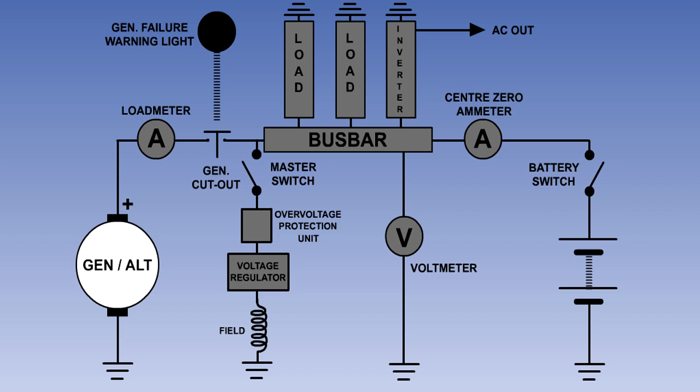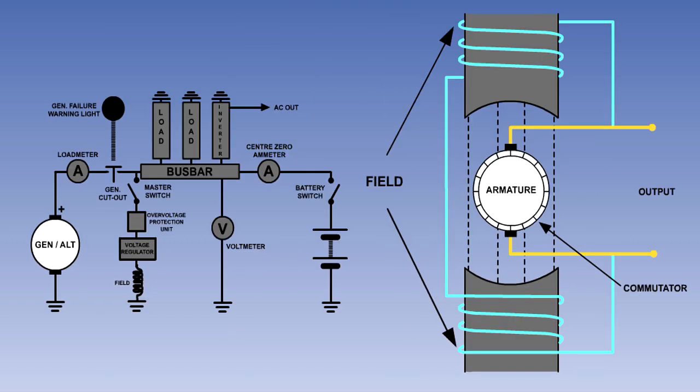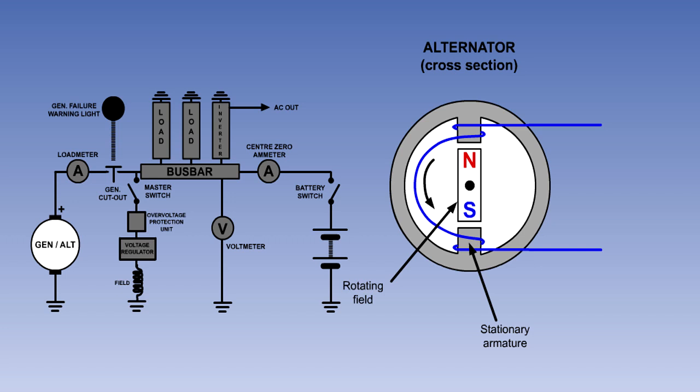The first component that we will look at in our single-engine system is the generator or alternator. Generators and alternators are normally engine-driven and are used to convert mechanical energy to electrical energy. As you have already seen, a generator produces direct current or DC using a rotating armature, stationary field and a commutator, whereas an alternator produces alternating current, or AC, using a rotating field and a stationary armature.